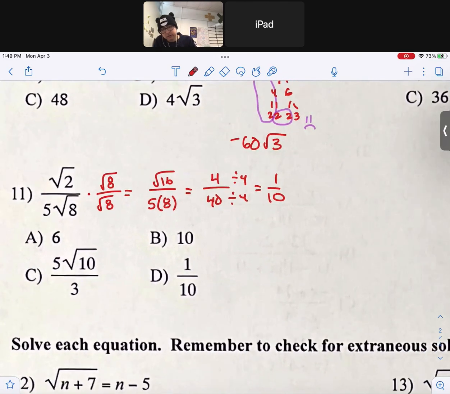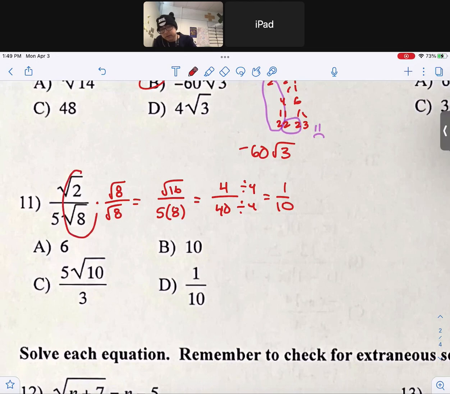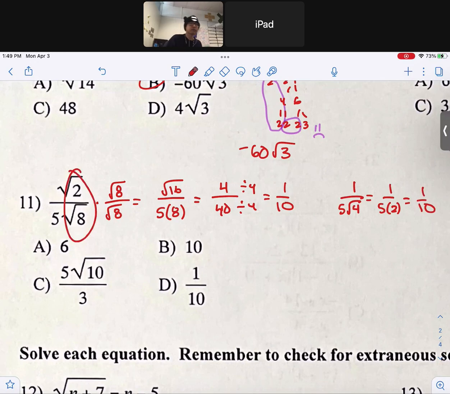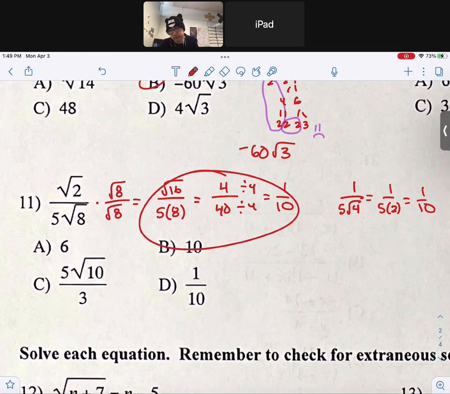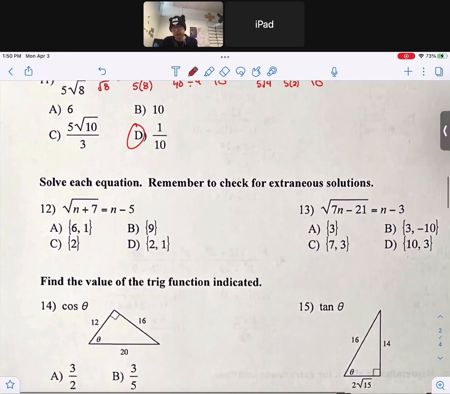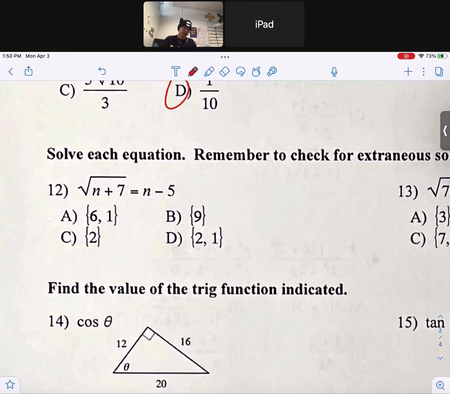The quickest way, or something you guys can notice, is can't you guys divide that rad 2 by rad 8 so that it's just 1 over 5 rad 4, right? And isn't rad 4, you guys, just 2? So that's another way you can spot that. If you guys can simplify the two radicals through division by like simplifying the fraction, then you would take it. If not, you guys can always just multiply top and bottom by rad 8 and then simplify from there. So that one's D.